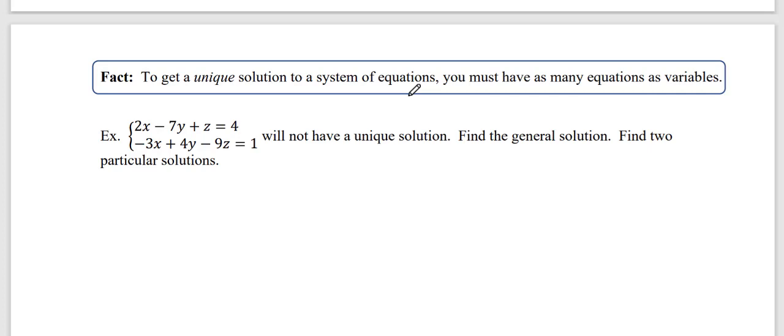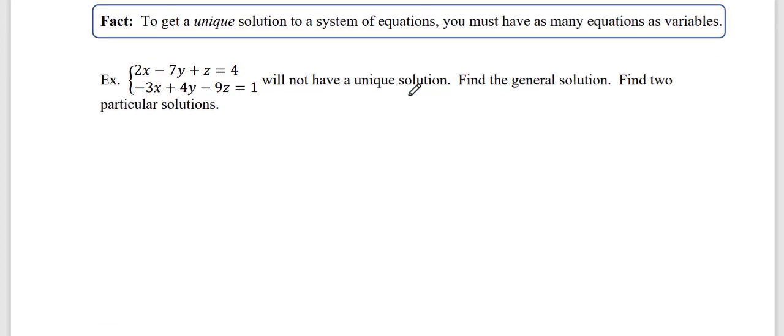Every point on that line is a solution. Same thing as you get into more variables. 3 variables requires 3 equations to be able to find a unique solution. It doesn't guarantee a unique solution, but if you have less than 3 equations, you definitely are not getting a unique solution. Like this. This has 3 variables, x, y, and z. It will not have a unique solution because you only have 2 equations.